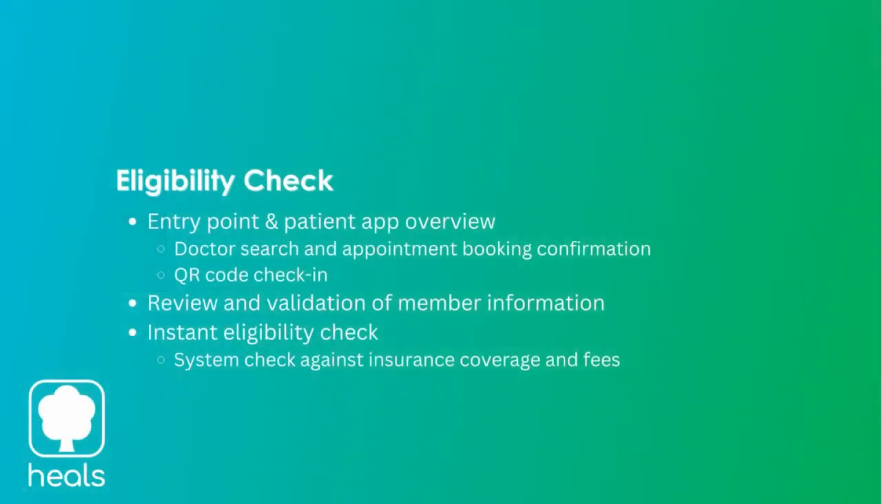Now we've arrived at the starting point in the member journey where the steps associated with the eligibility check will take place. We'll start with the entry point, which is facilitated by the patient app in this example. We'll show how the member can search for a doctor and book an appointment. From there, we'll demonstrate how the clinic assistant can check in the member via QR code. The clinic assistant will review and validate the member's information, and the instant eligibility check will take place, where the system will check against the member's insurance coverage and the relevant fees will be displayed.